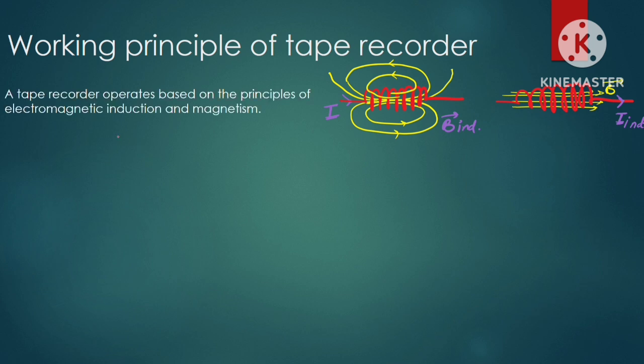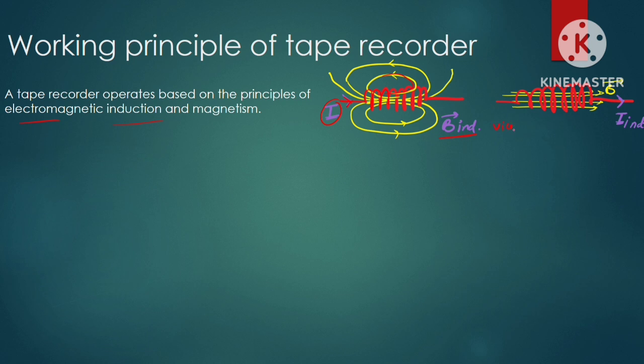The working principle of a tape recorder is based on electromagnetic induction and magnetism. So what is electromagnetic induction? Let's know about that. If a current carrying conductor, or let's say a loop or solenoid, is there and current I is flowing inside this solenoid, then due to this I there will be an induced magnetic field around this loop. This is called electromagnetic induction.